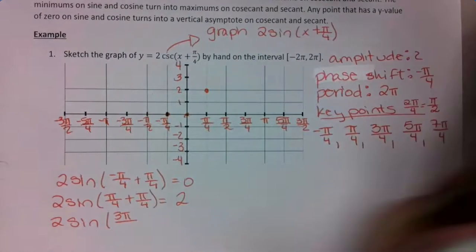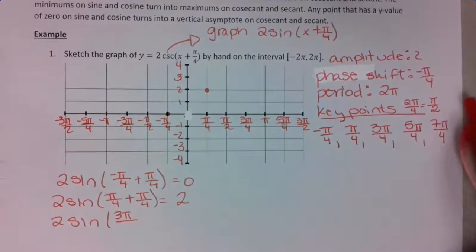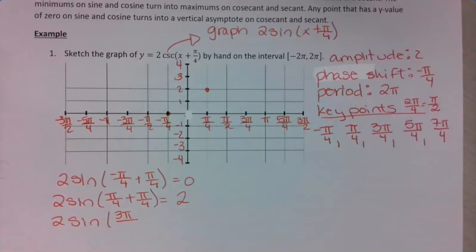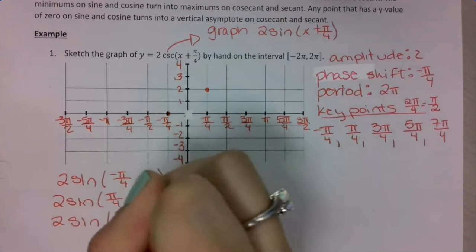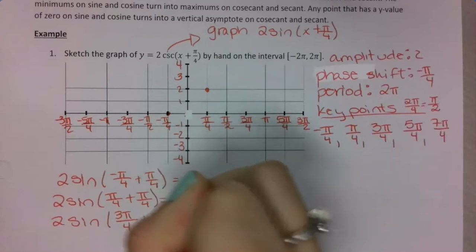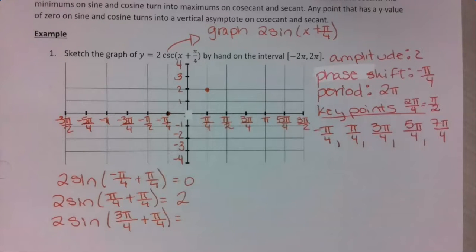Oh, wait, I plotted my first point wrong, because I plugged in negative pi fourths. Well, you guys aren't writing in pen like me, are you? Oh. You're not typing your pies.